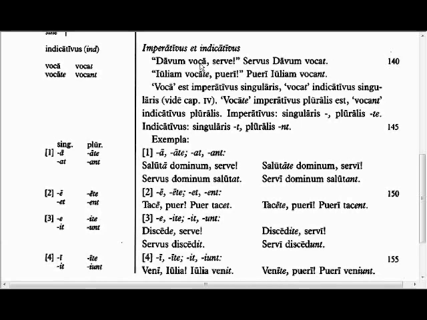So here we have the singular and plural command form. Voca, singular, one person. Vocate, plural, more than one. Voca is imperative singular. Vocat is indicative singular. The difference between indicative and imperative: indicative is just saying the way things are. Imperative is commanding. Carefully study the rest of this, and I'll see you in the exercises.